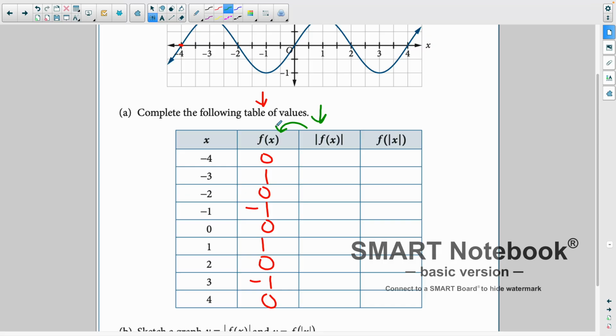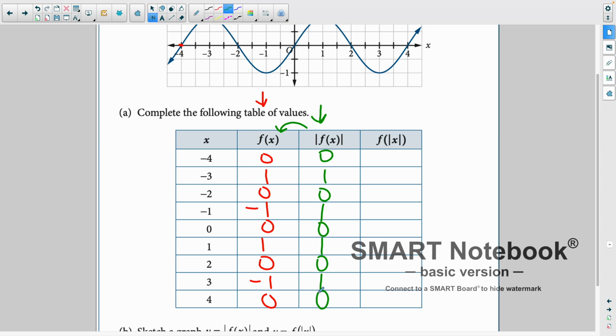Alright. What should be true about everything in the second column? Should all be positive. 0 or positive. So this is 0, 1, 0, 1. Very unique table.